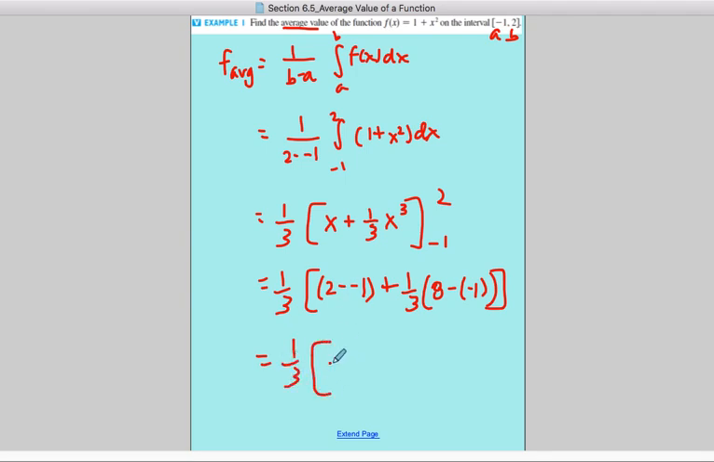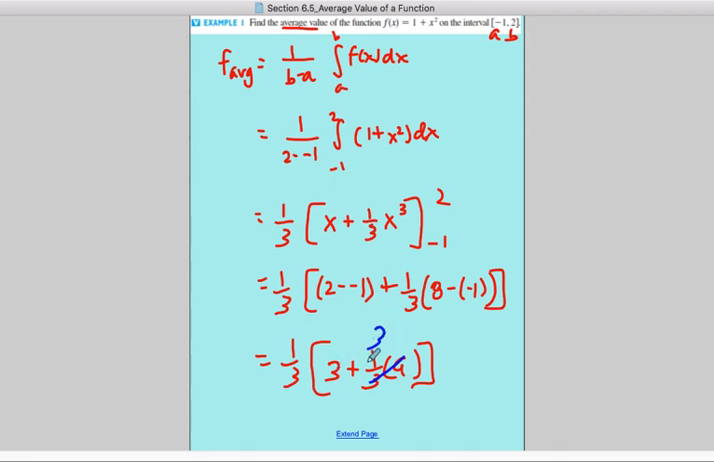What's this going to give me? This is going to be 3 plus 1/3 times 9. So 1/3 times 9 is really the number 3. 3 plus 3 is 6. 6 times 1/3 is 2. So on average, for this function, it would have a line y equals 2.